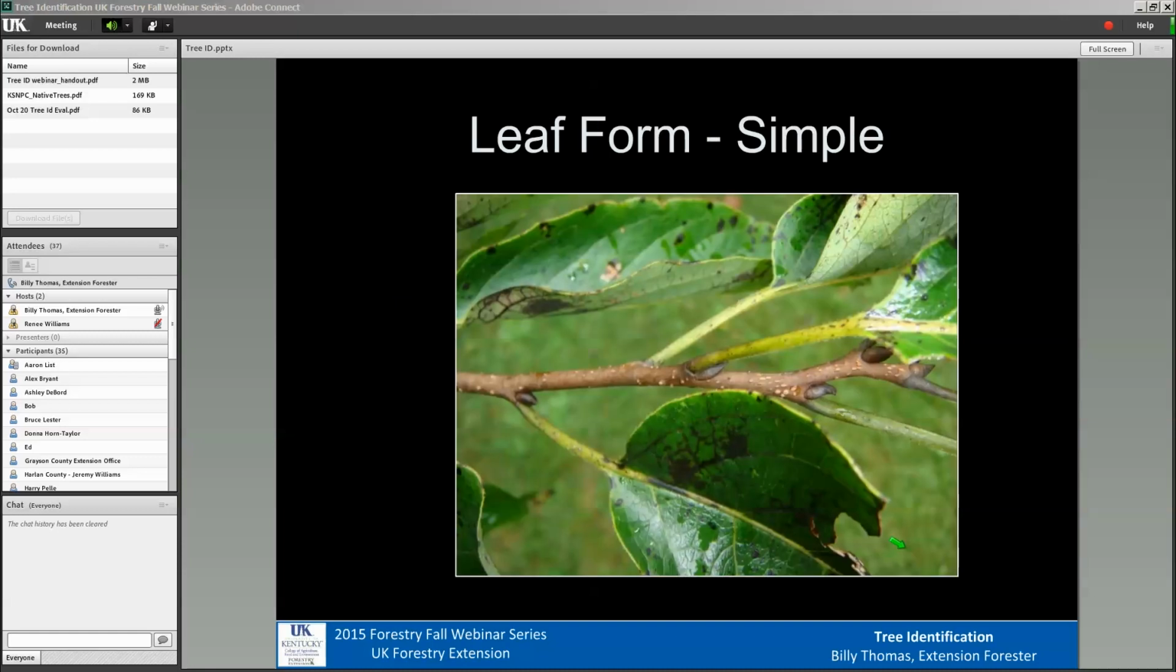Next is the leaf form. And again, to identify where the leaf starts, we're looking for the bud. So we found the bud right here. We found a bud right there. So that tells us that this whole thing here, everything beyond this little bud, is leaf. And in this case, we're dealing with a simple leaf. I think that might be a persimmon there.